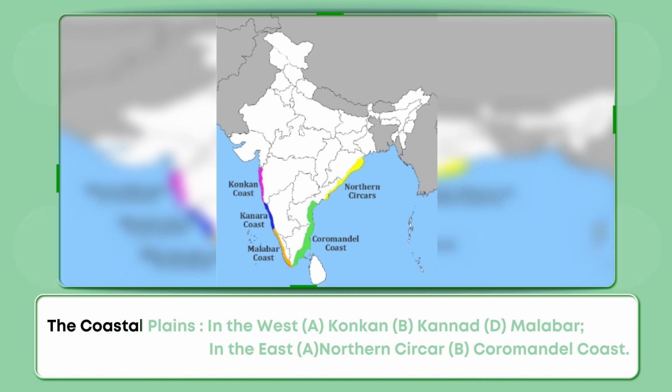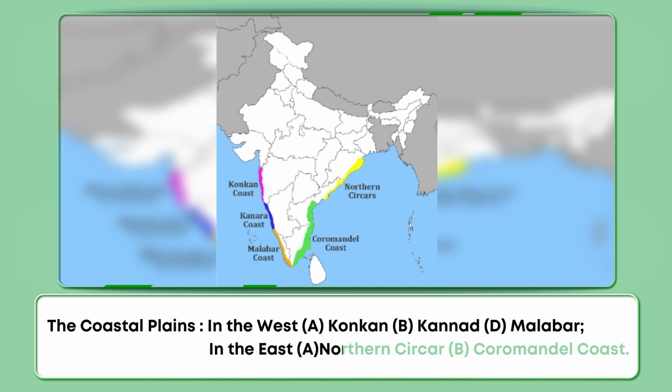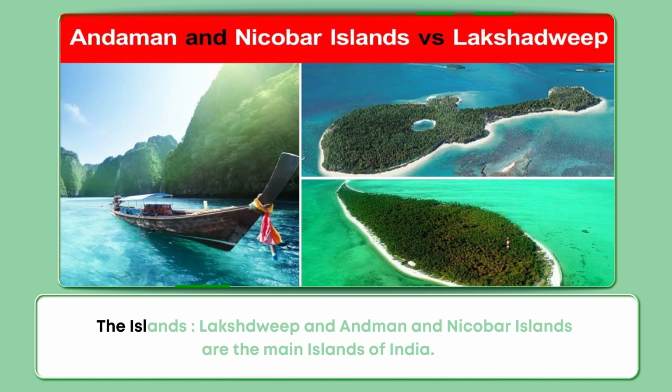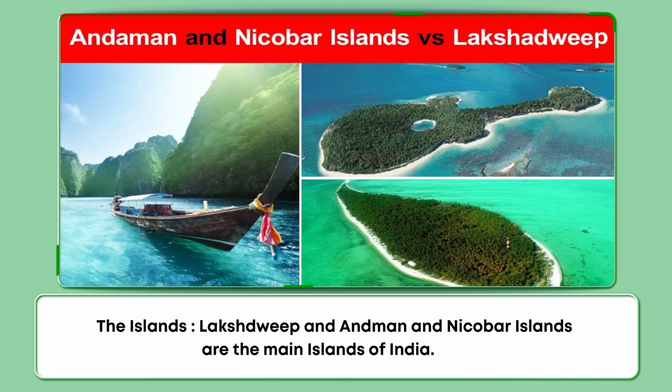The coastal plains, in the west: A. Konkan, B. Kannad, C. Malabar. In the east: A. Northern Circars, B. Coromandel Coast. The islands, Lakshadweep and Andaman and Nicobar Islands, are the main islands of India.